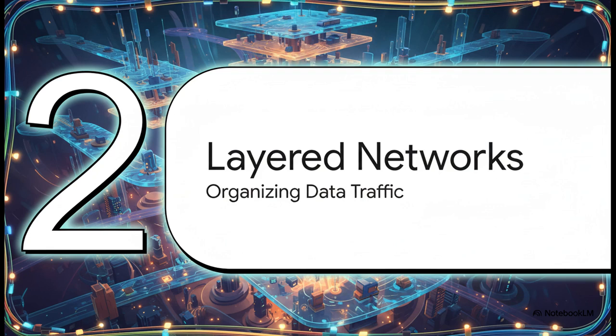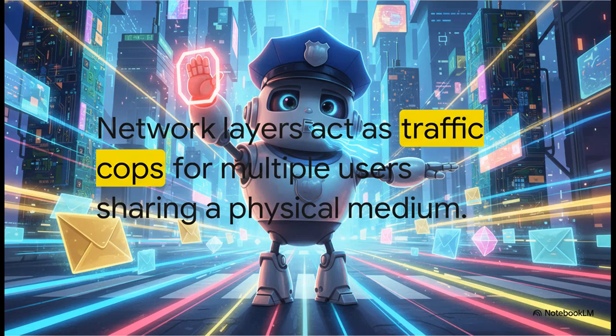Moving right along, Section 2. Systems and layered networks, organizing the invisible traffic. Remember those network and control layers we just mentioned? They're essentially the ultimate traffic cops. Without them, having millions of transmitters and receivers trying to share the same physical medium would be complete chaos, just absolute gridlock. These abstraction layers enforce the rules and keep these massive systems running flawlessly.